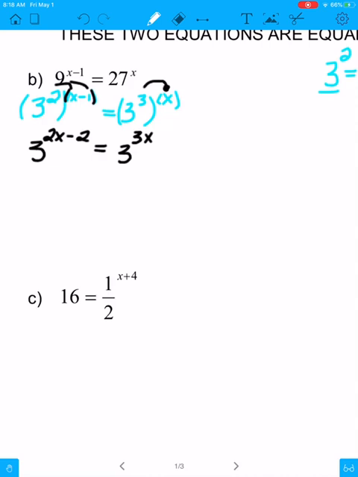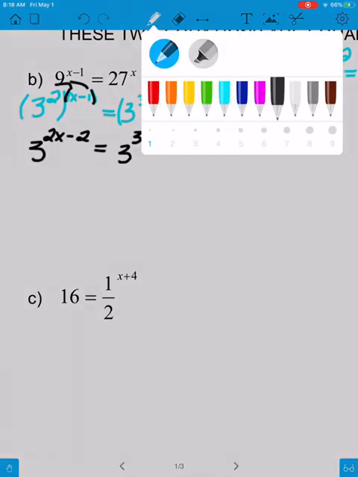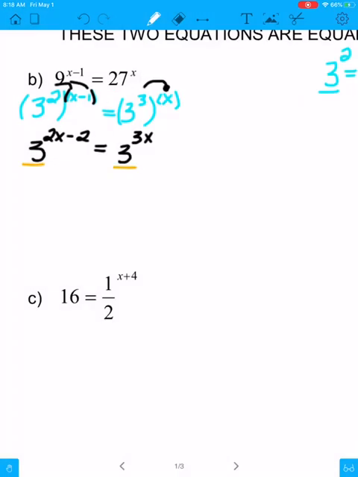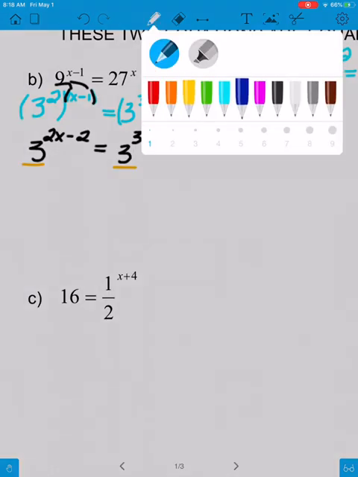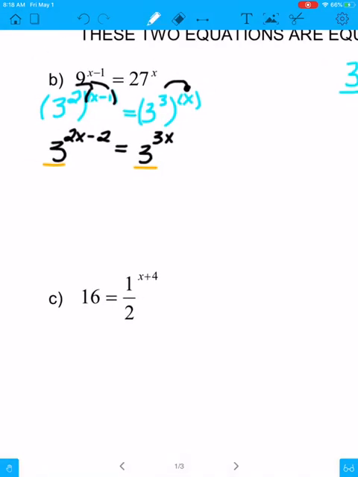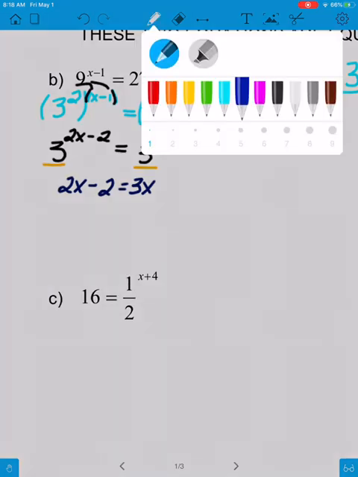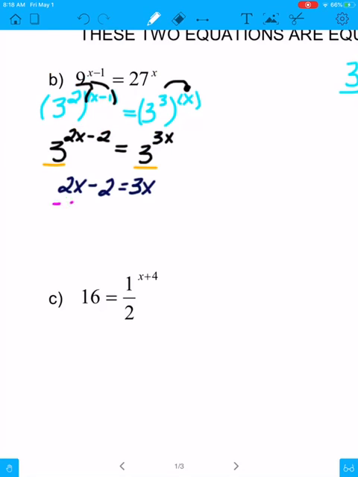Now I'm happy. On both sides, I have the exact same base. I have a 3 and a 3. The moment I have two bases that are the exact same, the next step, I am able to write my exponents equal to each other. So I get 2x minus 2 equals 3x. The moment you have an x on one side of the equation and an x on the other side, you need to get them to be friends. You need to get them together on the same side. So I'm going to subtract 2x. I'm going to get negative 2 equals 3x minus 2x, which is x, and I'm done.